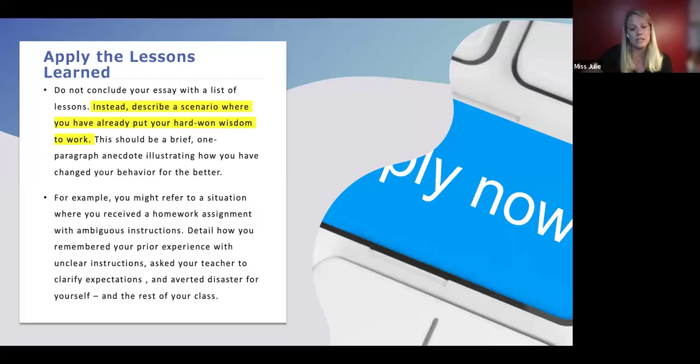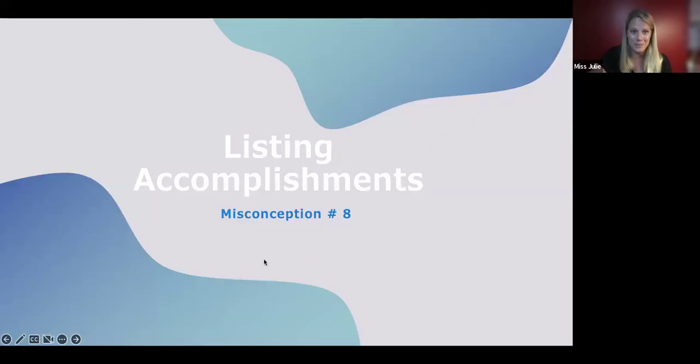So for example, you might refer to a situation where you received a homework assignment with ambiguous instructions, but detail how you remember your prior experience with unclear instructions, ask your teacher to clarify, and avert a disaster for yourself and the rest of the class, right? You turn it into a more positive story of what you did as well. So not just the challenge. Instead, the majority of the essay should be on how you overcame that challenge and the lessons you learned from that, and then what you're doing now to put them into action.